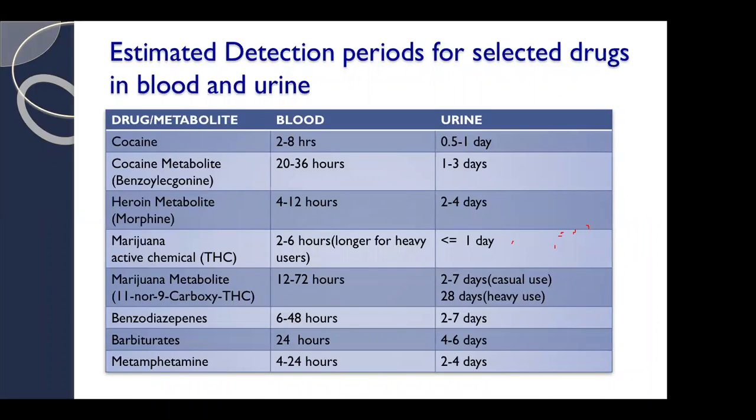The estimated detection periods for selected drugs, you don't need to memorize all of them. You just need to remember a simple thing, that the estimated detection periods for drugs in blood are usually on the order of hours as compared to urine, where they are on the order of days. And a very peculiar thing about cannabis poisoning: in chronic cannabis users, the urine detection times might increase up to 28 days. This is very peculiar for cannabis poisoning, so we have to really keep this in mind.